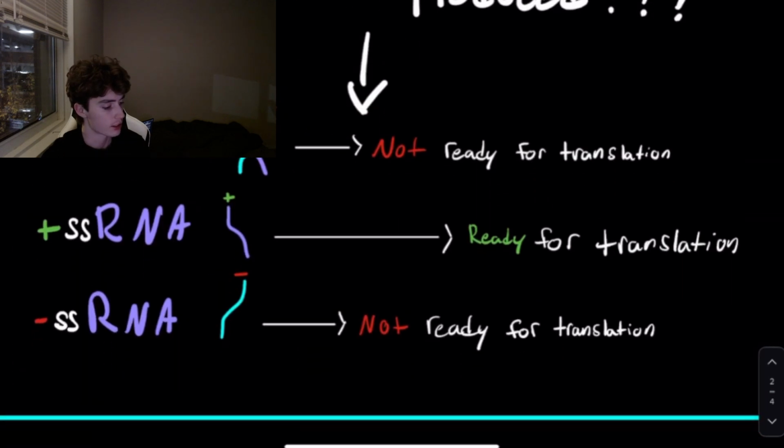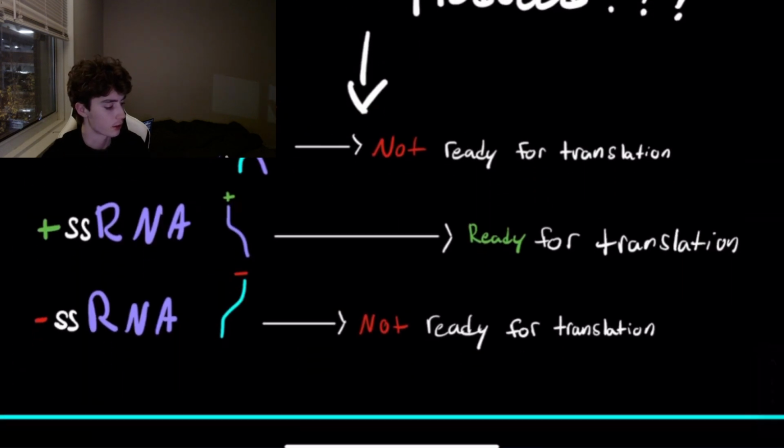For RNA viruses, if it is positive sense, it's ready to go straight to translation. We don't have to go through transcription at all. That is essentially already mRNA. Negative sense single-stranded RNA viruses are not ready for translation. They need to go through transcription using that RNA-dependent RNA polymerase. And double-stranded RNA viruses are not ready for translation because they contain a negative sense strand. So they need to go through transcription in order to be turned into mRNA.